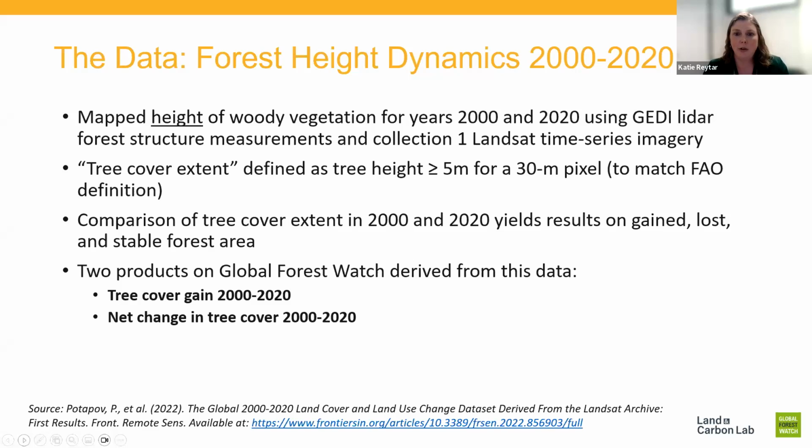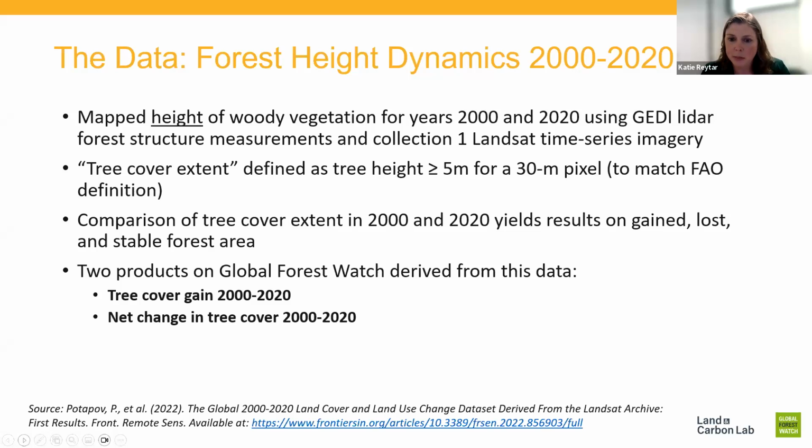And so the data represent the height of woody vegetation for a base year of 2000 and an end year of 2020 using GEDI LiDAR forest structure measurements and Landsat 30-meter resolution imagery. And the data tree cover extent is defined as tree height greater than or equal to 5 meters for a 30-meter pixel. And by comparing tree cover extent in 2000 and 2020, you can derive results on tree cover that was gained, lost, and remained stable over that time period. And so from this tree height data, 2 products are now on Global Forest Watch: tree cover gain from 2000 to 2020, and net change in tree cover for the same period.